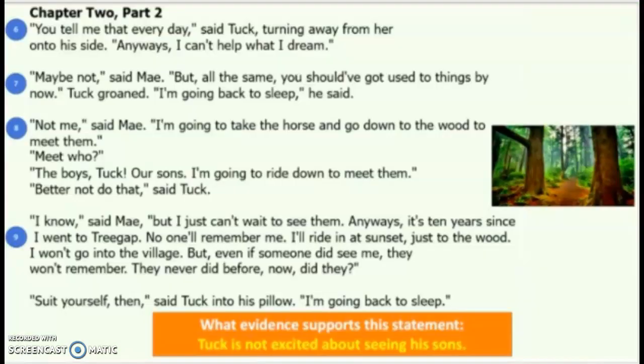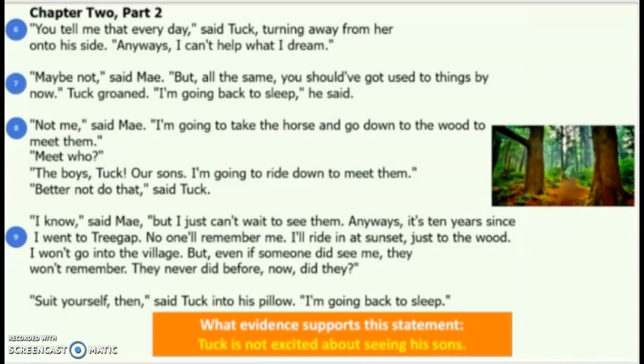Now, at the bottom, in yellow, we have another statement that we're going to need to support with evidence. Tuck is not excited about seeing his sons. Take a moment and look at the passage we just read. Can you find evidence that proves Tuck is not excited about seeing his sons?